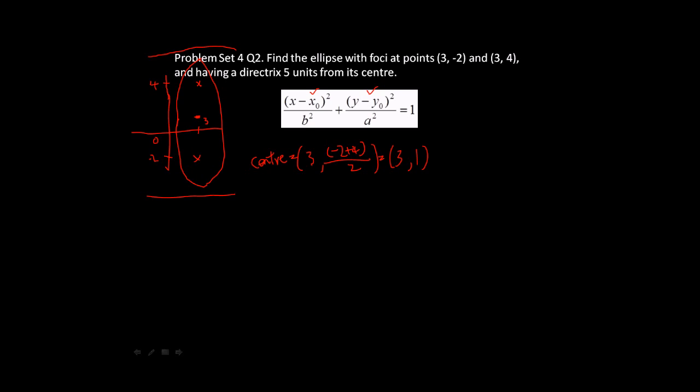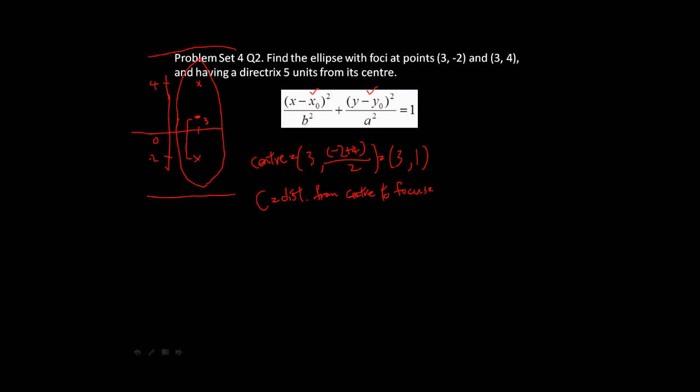Okay, so the next thing is, so we have x naught and y naught, so let's try to figure out b square and a square. Okay, so to find that, let's start with finding C. So we know that C is simply the distance from the center to one of the foci points, right? So we have C equals the distance from center to a focus point, right?